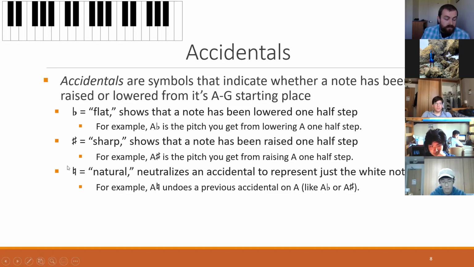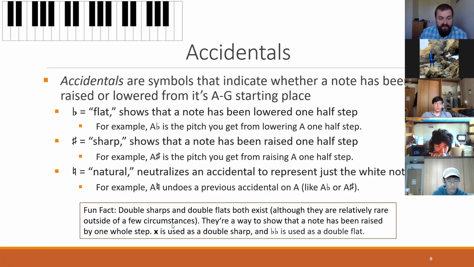This symbol, I don't really know what it looks like to me. At this point, it just looks like a natural symbol to me. It kind of looks like a boxy B. This is just an accidental that neutralizes something previous. So if you see A with the natural symbol here, that undoes a previous accidental. This confirms definitively that the A we're working with is a white key. So natural symbols are just a way to confirm that what we're dealing with is a white key, whereas sharps and flats are typically, but not always, black keys.